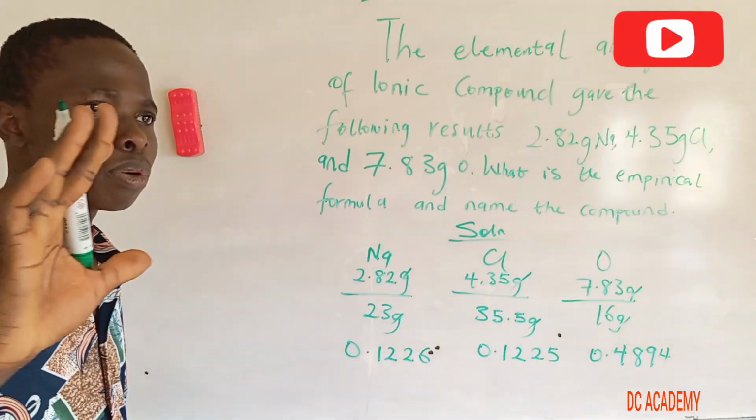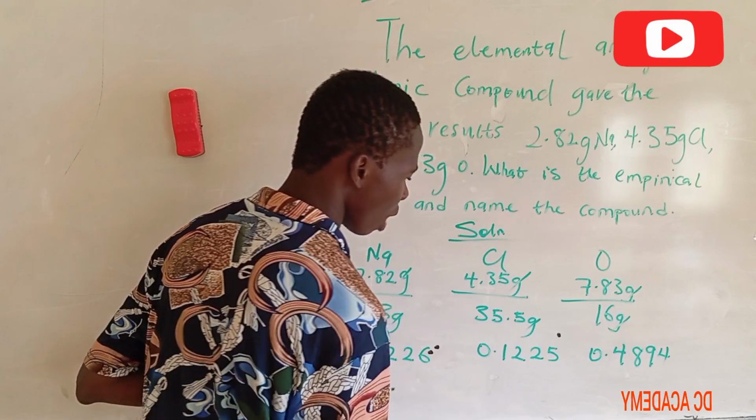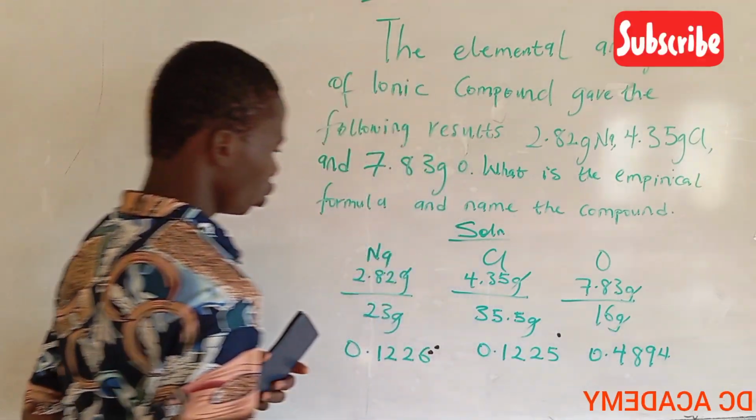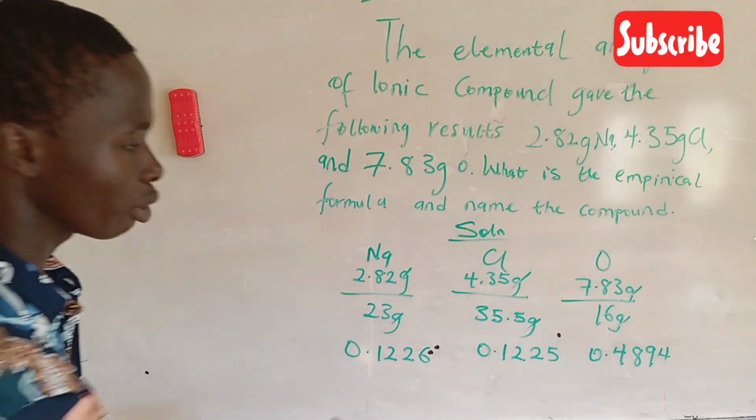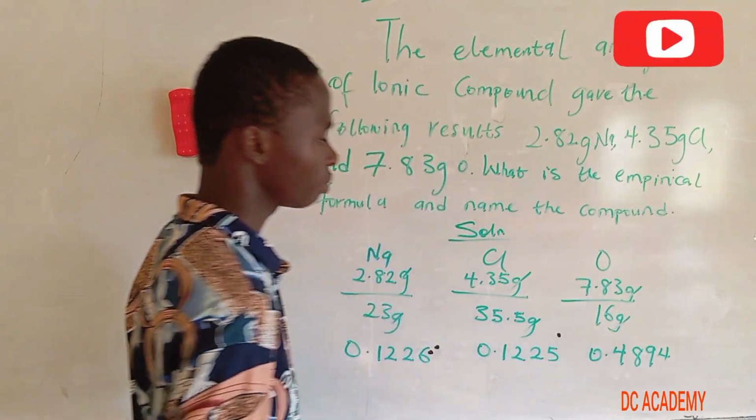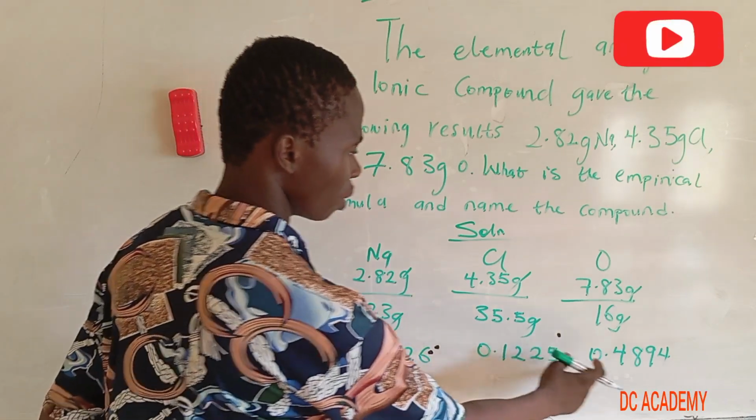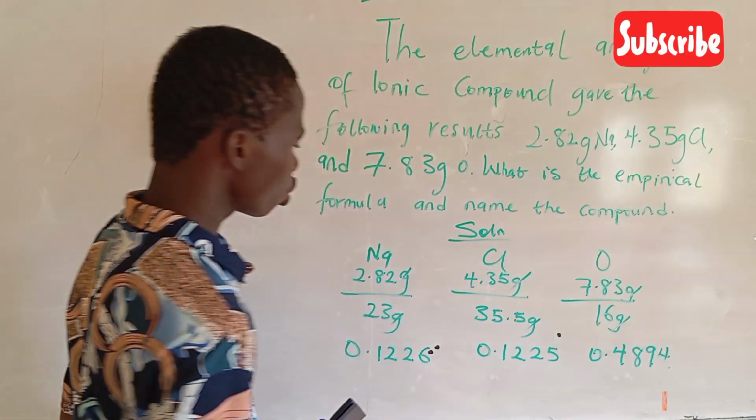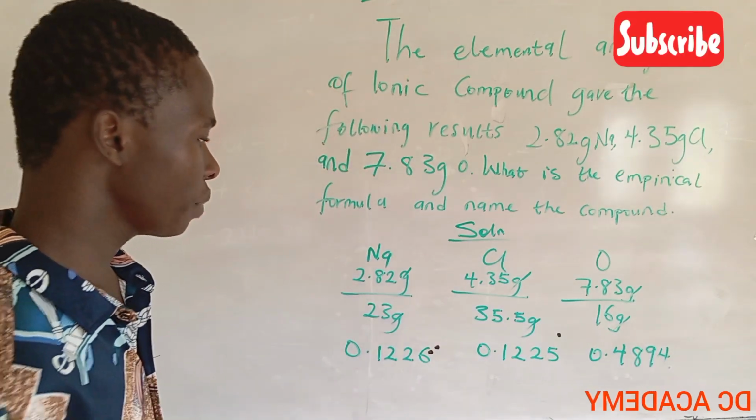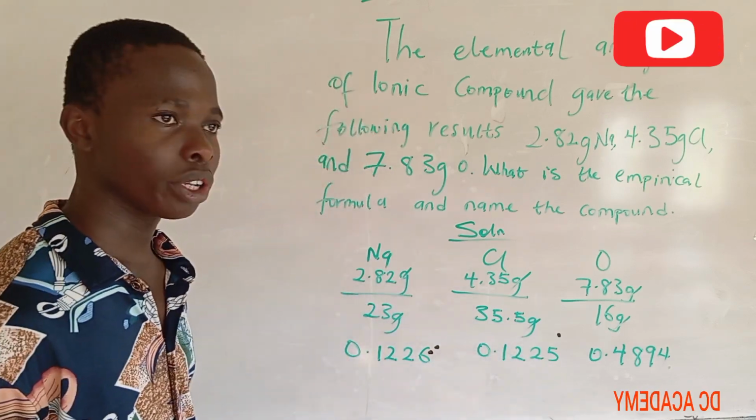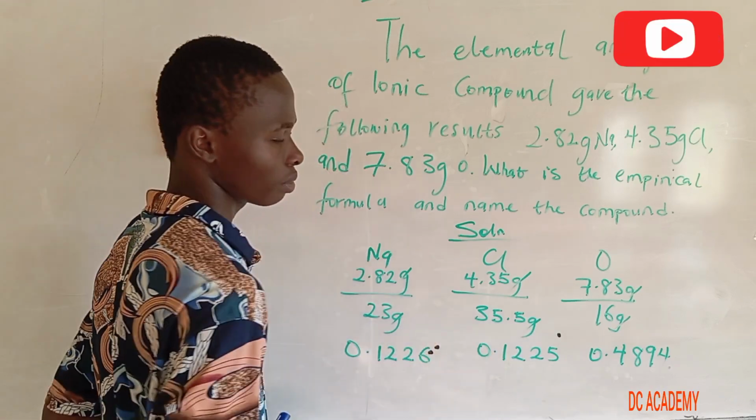Now, the second step to take is you divide all of these, 1, 2, and 3, by the smallest value given. You have 0.1226, 0.1225, 0.4894. So which one is the smallest value we have here? The smallest value here is this one for chlorine. Now you divide all of them by the smallest value.